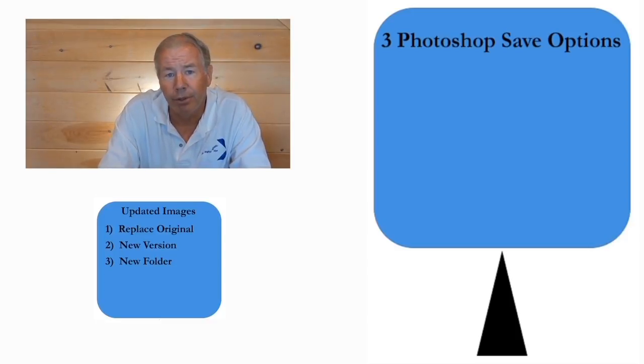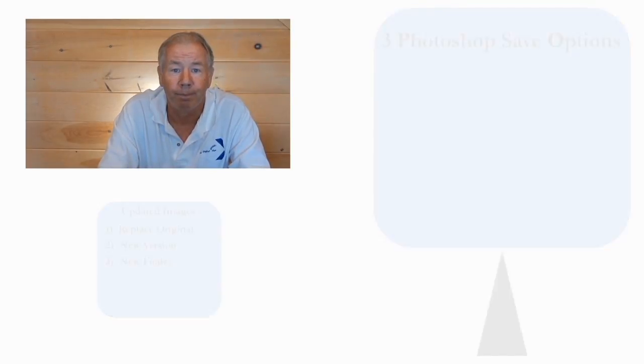Your second option, which I also use a lot, is to save back to the same folder but under a new name. Typically version 2 or version 3 is used. And finally, your third option is to create a new folder and save everything back there. It's entirely up to you how you want to do it.